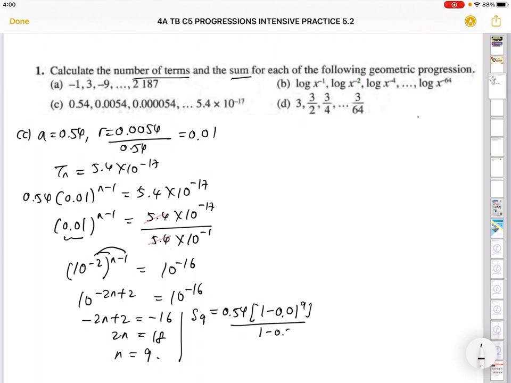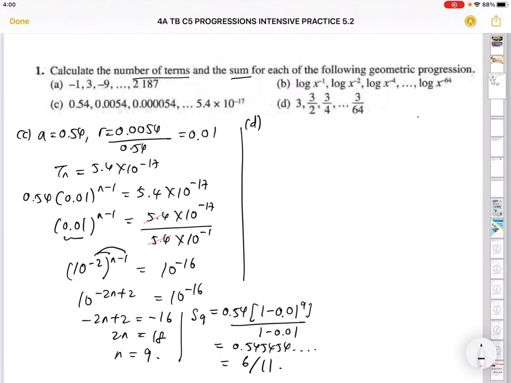Now this one is a bit unique, because when you type in your calculator it will give us a recurring decimal, because this 0.01 power 9 is a very small number. So it will give you something like 0.54545454 recurring. And if you just use your calculator button to change to a fraction, it is 6 over 11. Okay, so that is part C.